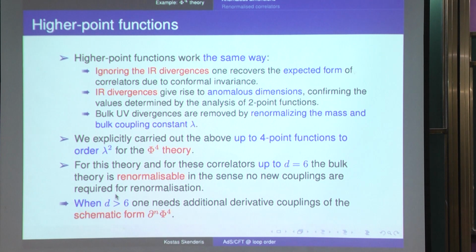Yeah, so let me skip that statement. The theory we discussed is normalizable up to d equals 6. At the beginning, d equals 6 looks mysterious, but I can explain if you ask me why it's d equals 6.